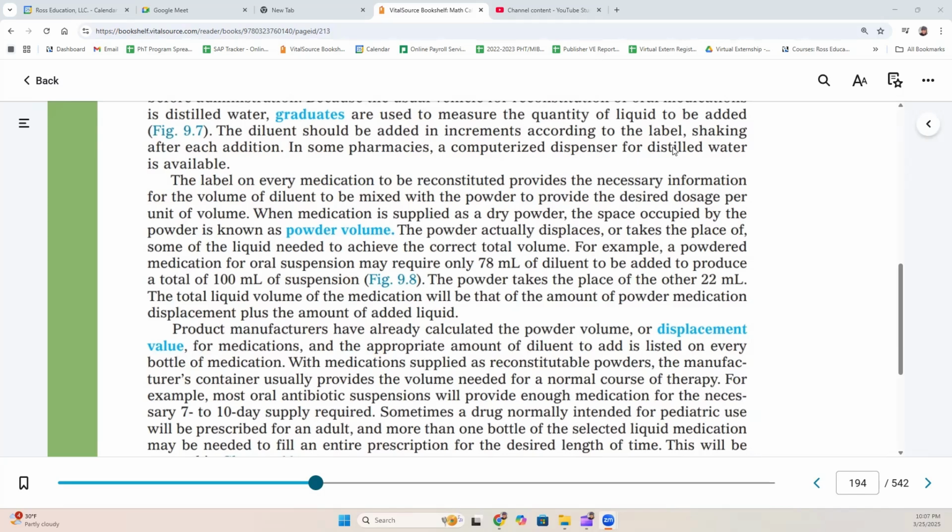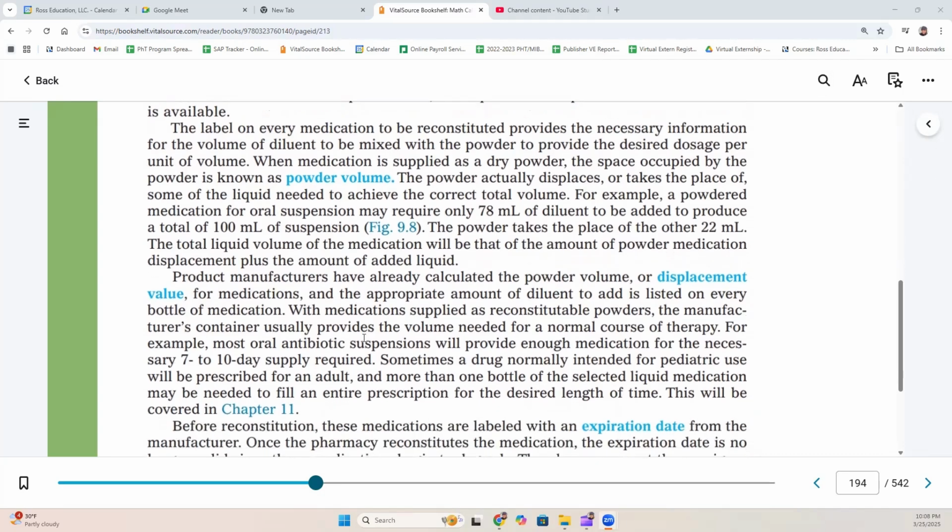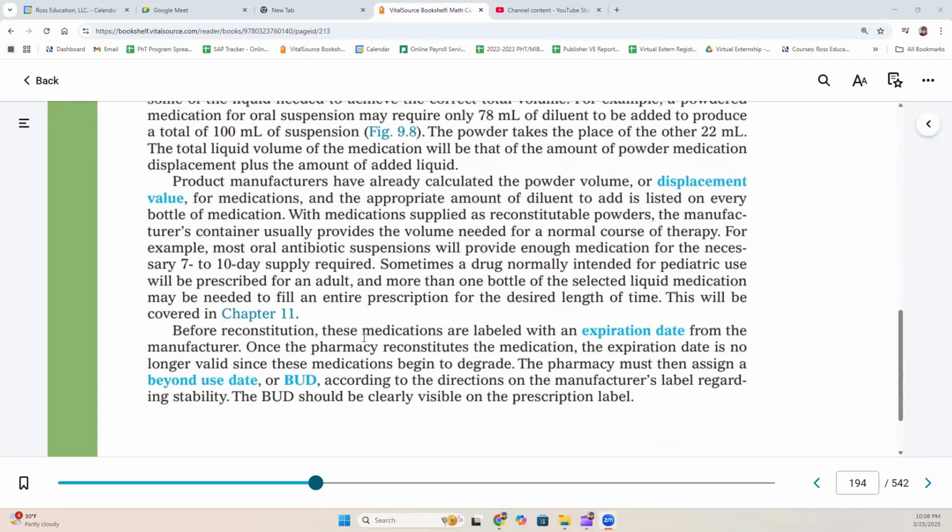The total liquid volume of the medication will be that of the amount of powdered medication displacement plus the amount of added liquid. Product manufacturers have already calculated the powder volume or displacement value for medications, and the appropriate amount of diluent to add is listed on every bottle of medication. With medications supplied as reconstitutable powders, the manufacturer's container usually provides the volume needed for a normal course of therapy. For example, most oral antibiotic suspensions will provide enough medication for the necessary 7 to 10 day supply required.